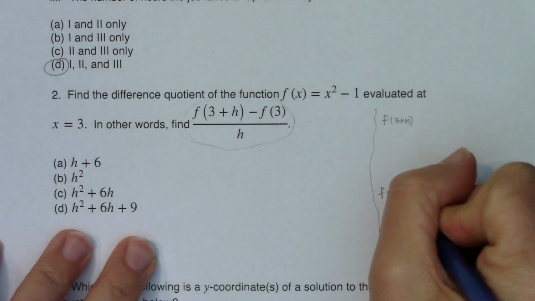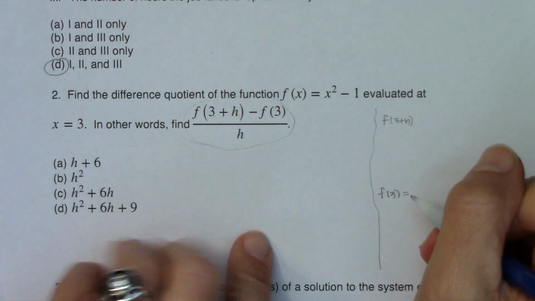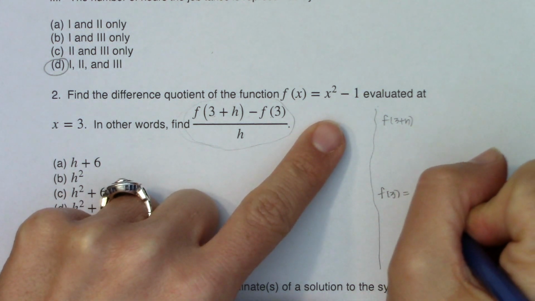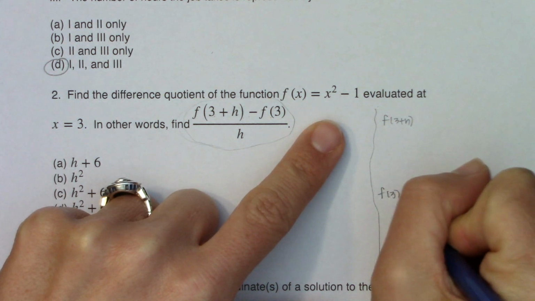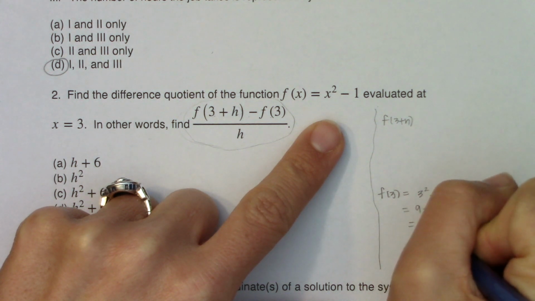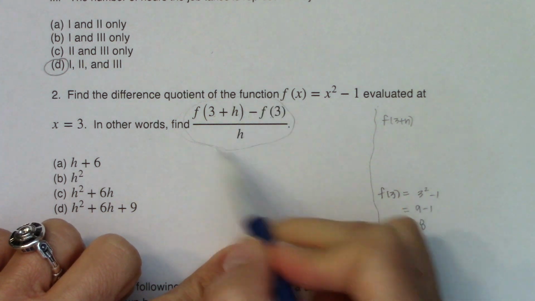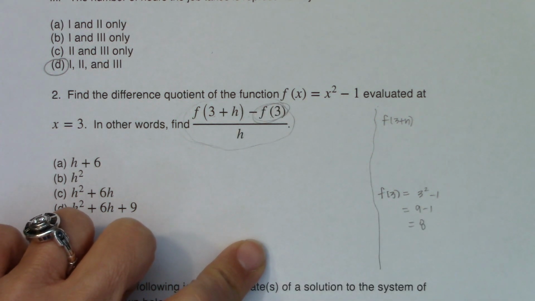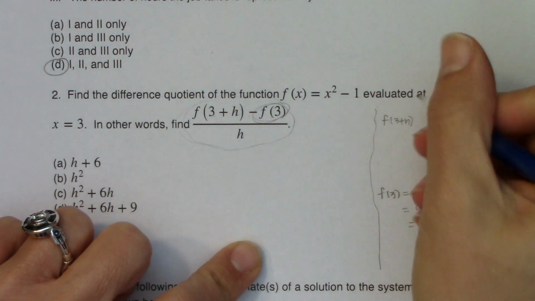Let me start with f of 3. It's easier when there's just numbers. So if f of x is x squared minus 1, then f of 3 is going to be 3 squared minus 1. 3 squared minus 1, what do we got? 9 minus 1. So we've got 8. So in a moment, when I go to actually do my difference quotient, instead of f of 3, I'm going to write 8. But let me figure out what f of 3 plus h is.